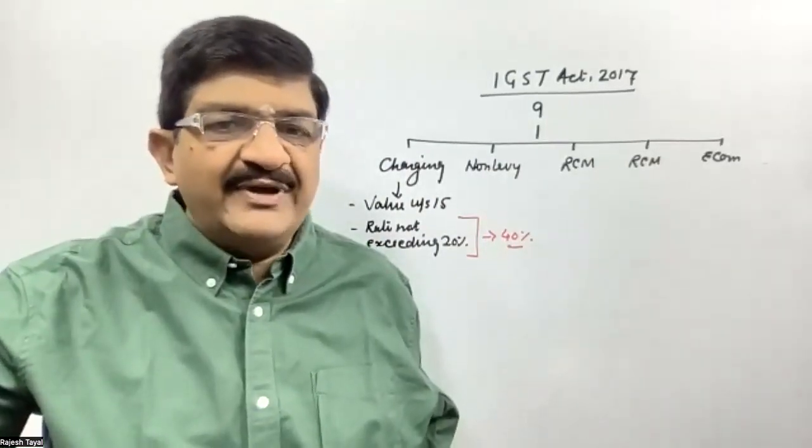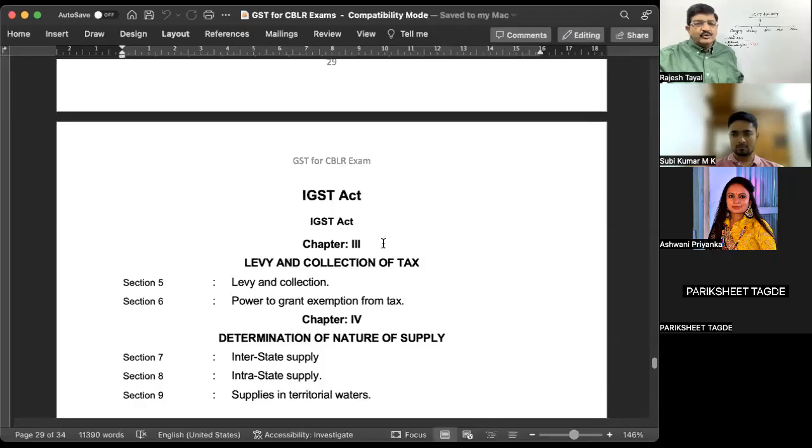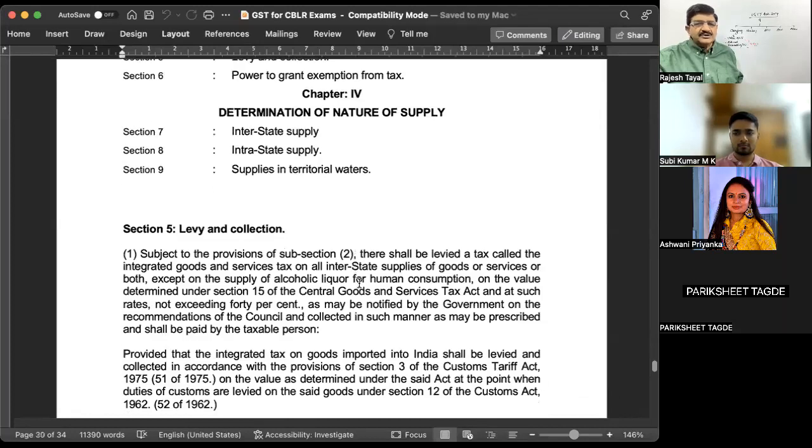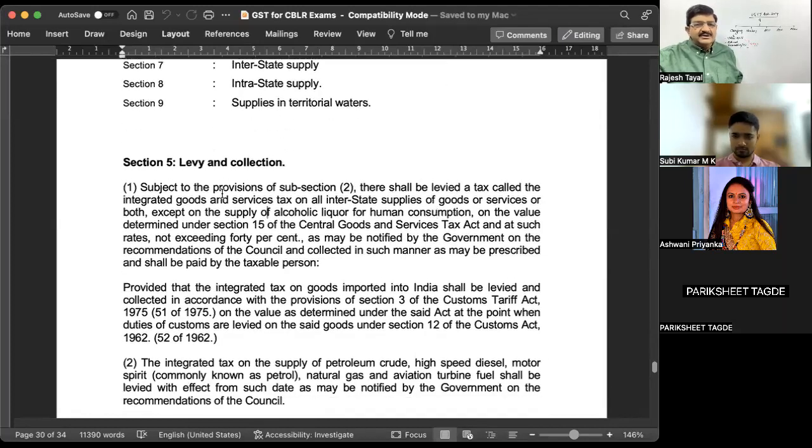Okay. So here we have the provisions of IGST. Now see, subsection 1 is subject to the provisions of subsection 2. Remember the explanation for this? In subsection 2, we have diesel, petrol, crude oil, natural gas, etc. So that is not subject to GST unless it is notified by the government. So that is the meaning of subject to the provisions of subsection 2.